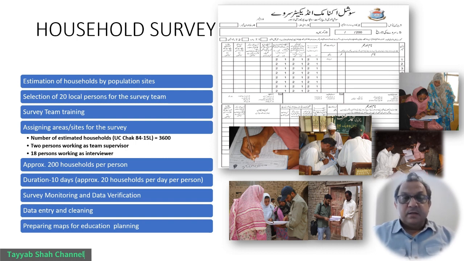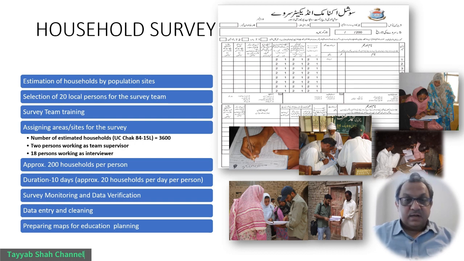Two became the team leaders, and 18 people were directly involved in the data collection and the interviews. According to the basic estimates, we found approximately 200 households per person from which they needed to collect data, and we estimated 10 days, 20 households per day per person. Survey monitoring and data validation and verification was done by those 5 students who were leading their project, and data entry and cleaning were also done by the students.